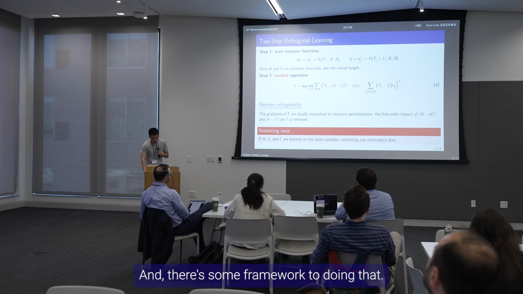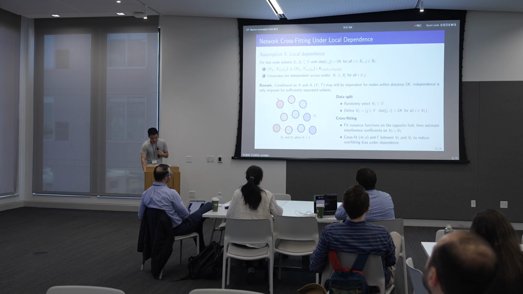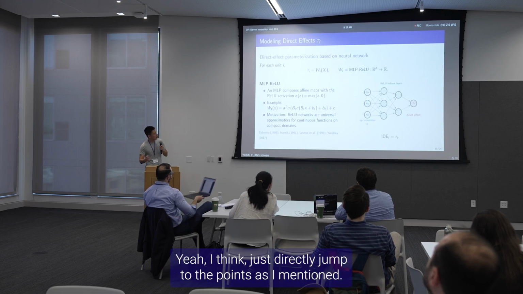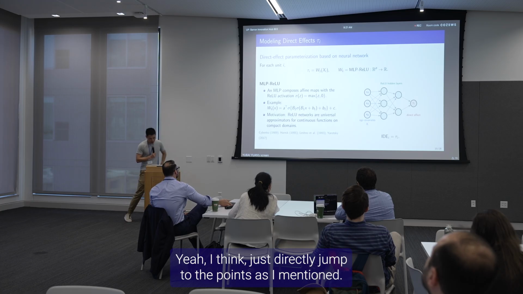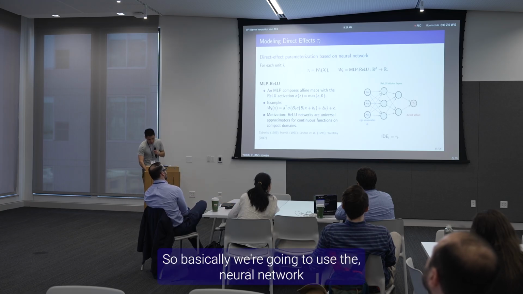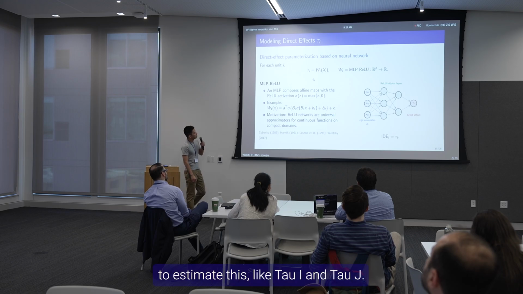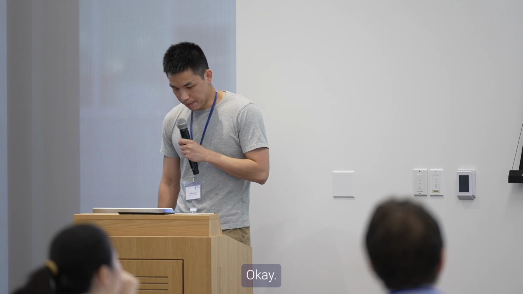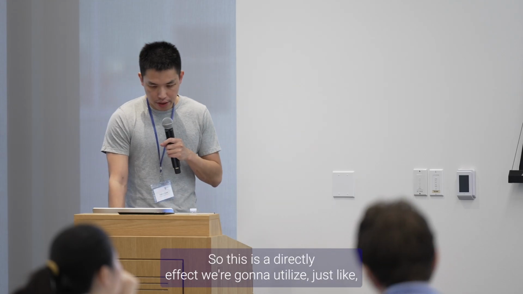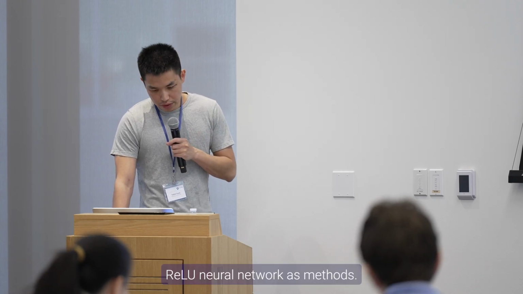And there's some framework to doing that. So eventually, I think just directly jump to the point, as I mentioned. Basically, we're going to use the neural network to estimate this tau_i and tau_h. Okay, so this is a direct effect. We're going to utilize just a ReLU neural network to estimate it.